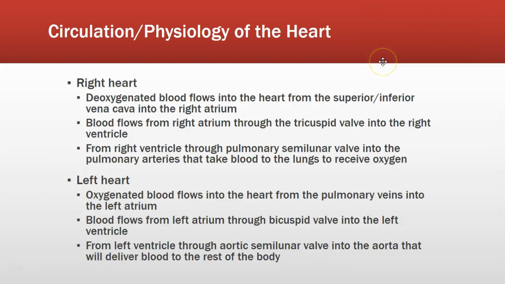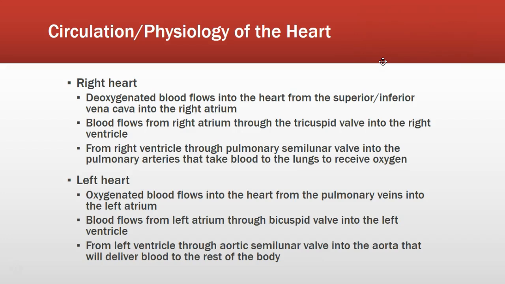And keep in mind that the right side of the heart has deoxygenated blood flowing through it, because blood is coming in from the body. So blood goes from the right atrium through the tricuspid valve into the right ventricle. And when the right ventricle contracts, blood will move through the pulmonary semilunar valve and into the pulmonary arteries. Then blood ends up going to the lungs where it can pick up oxygen.